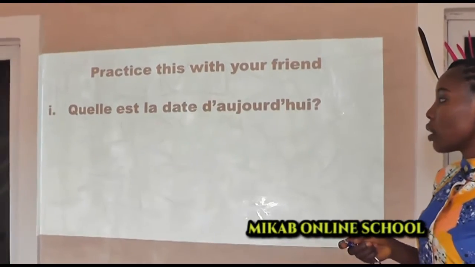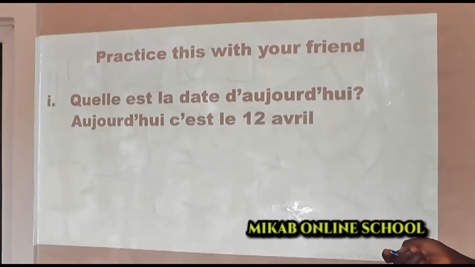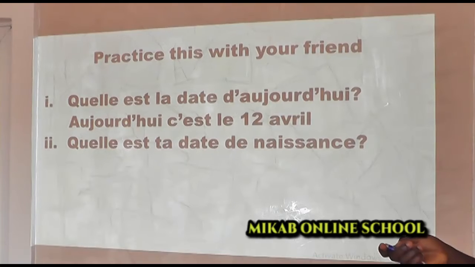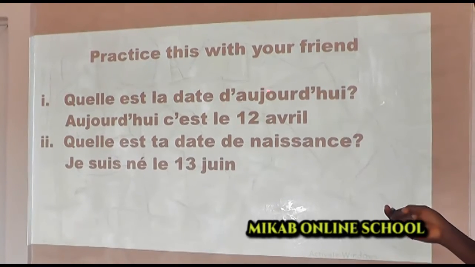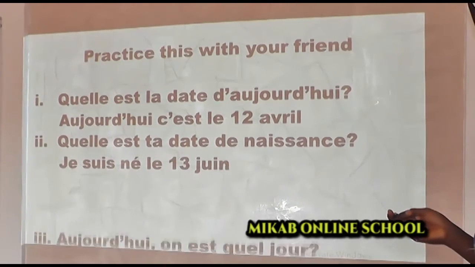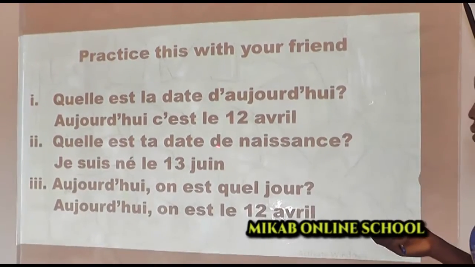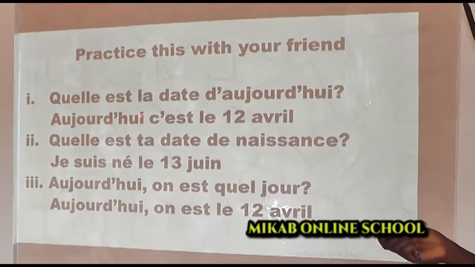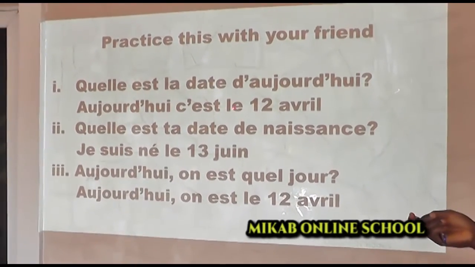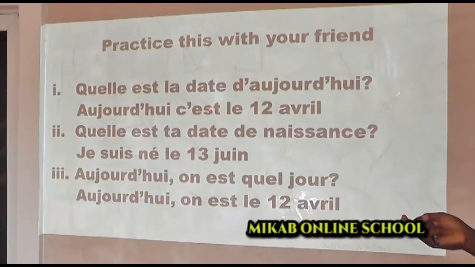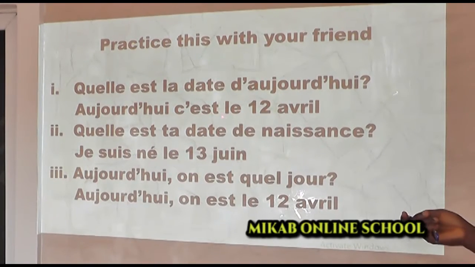Let's go over it again from the beginning to the end. Quelle est la date d'aujourd'hui? What is today's date? You can say it like this. Aujourd'hui c'est le 12 avril. Today's date is 12th of April.